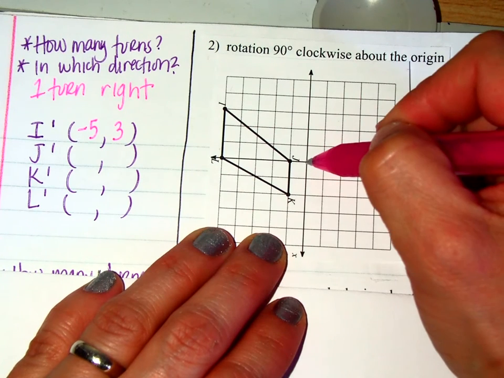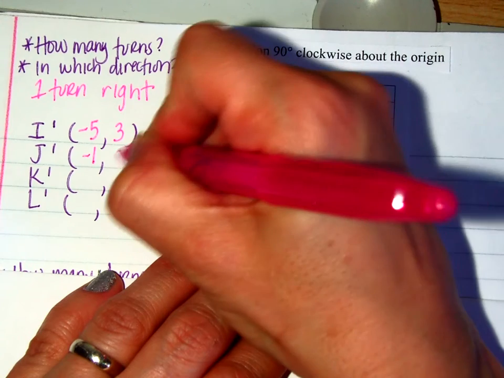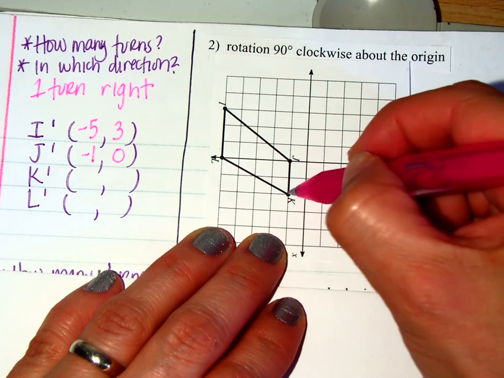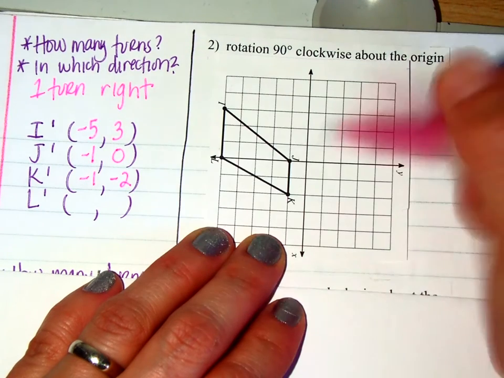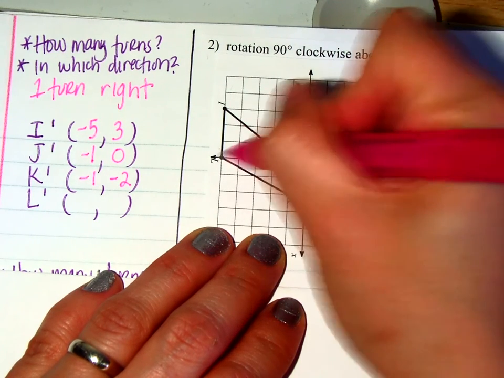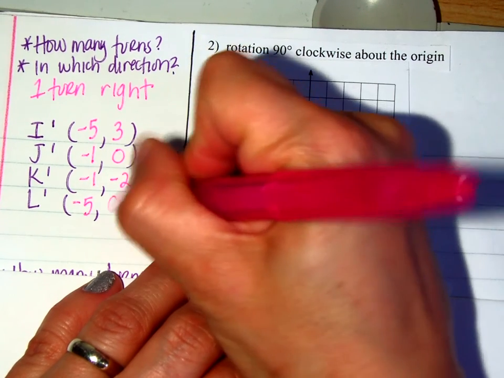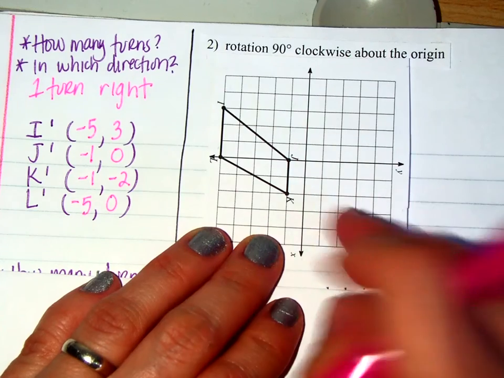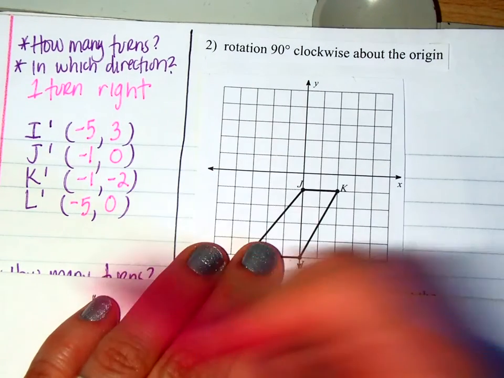J prime from the origin is 1 to the left and stay there. K prime is 1 to the left and 2 down. And L prime from the origin 1, 2, 3, 4, 5 to the left and stay there. So 5 to the left and stay there. Okay? So now that we have our coordinates, now we can go and turn our paper back to its original form, and we're going to graph these four coordinates.